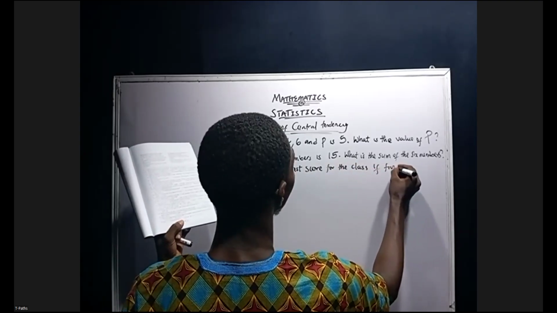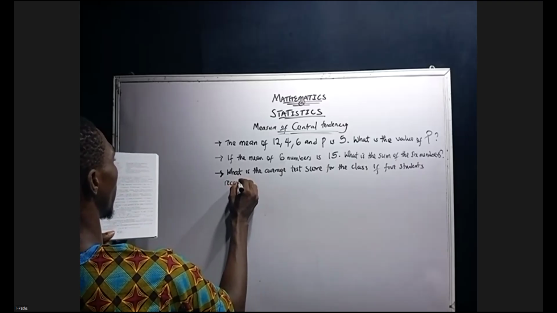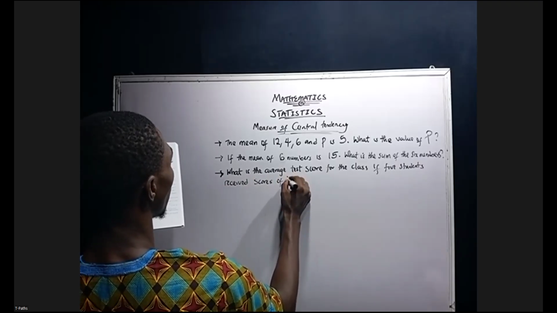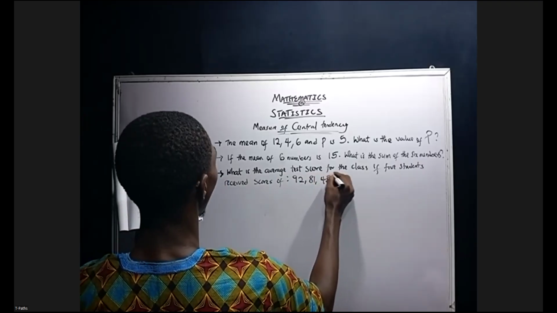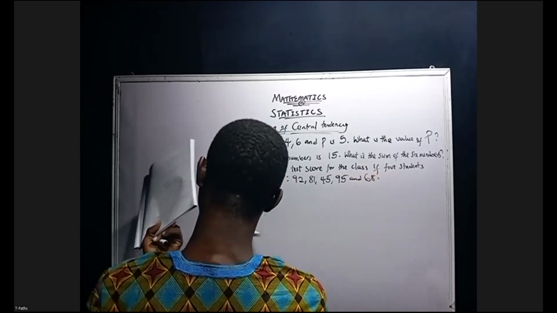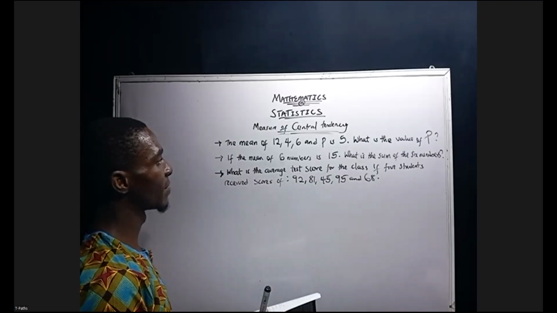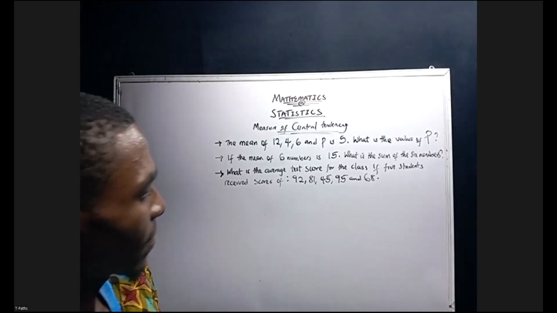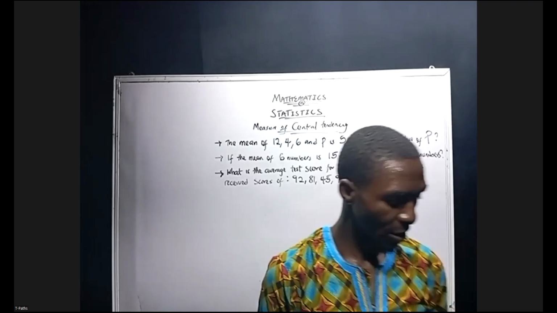Test score for the class. If 5 students receive scores of 92, 81, 45, 95, and 68. This question is from page 37, question 21. Now, I have just 1 minute left for you to stop writing.